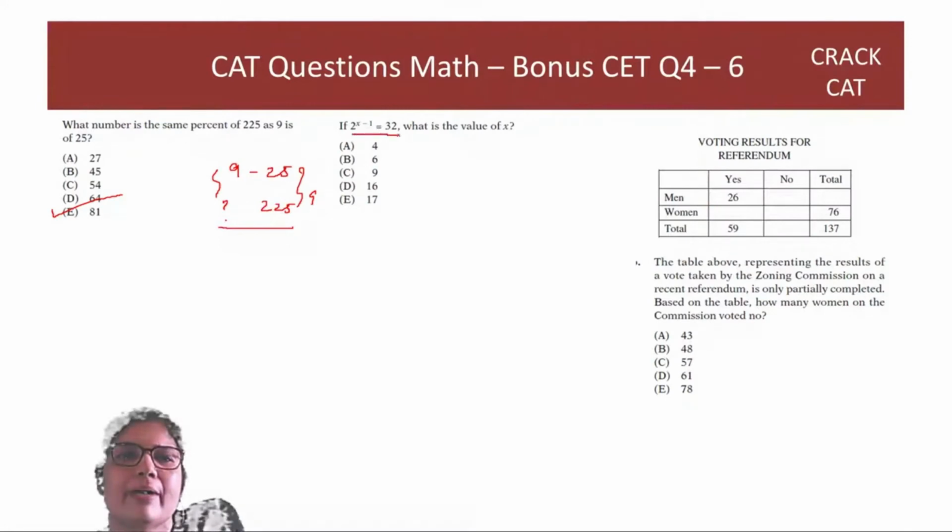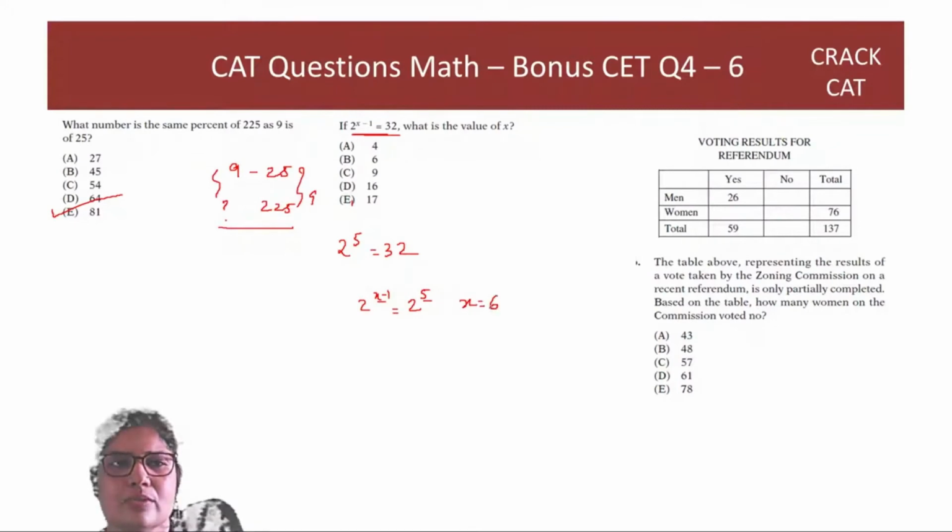2 raised to x minus 1 is 32. What is the value of x? So basically 2 raised to 5 we know is 32. Hence 2 raised to x minus 1 can be compared to 2 raised to 5. x minus 1 is 5. So x is equal to 6.